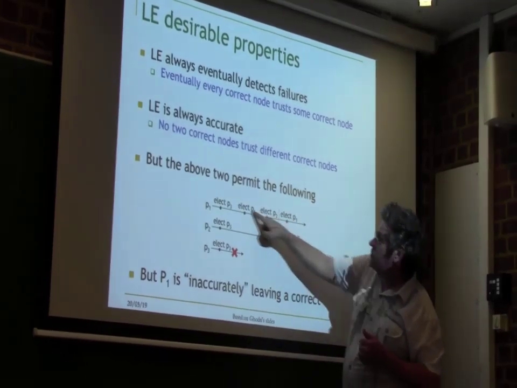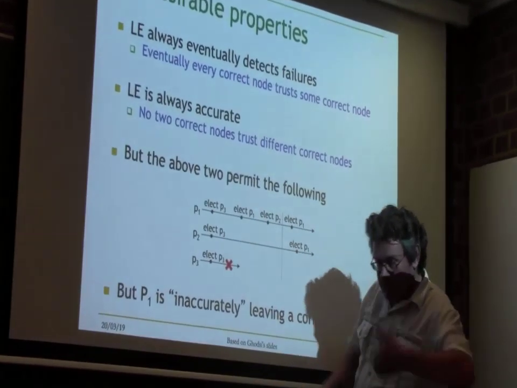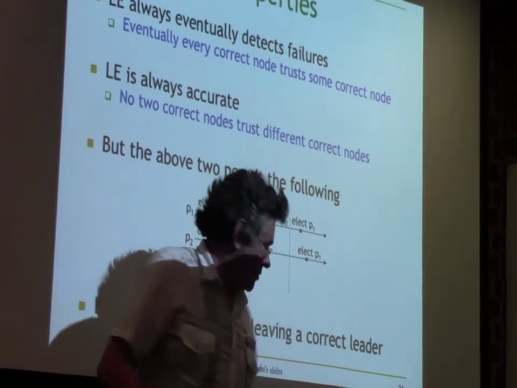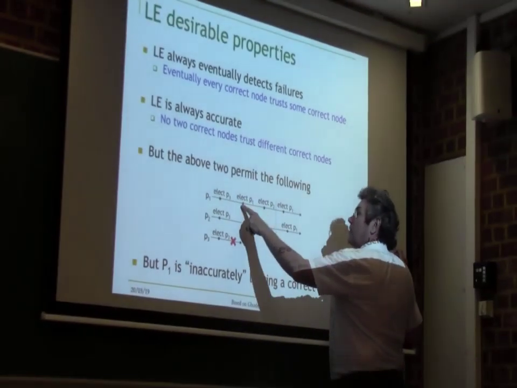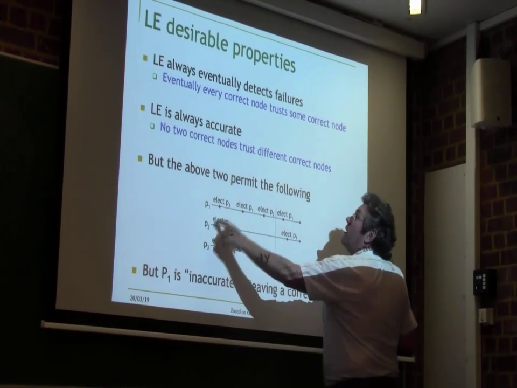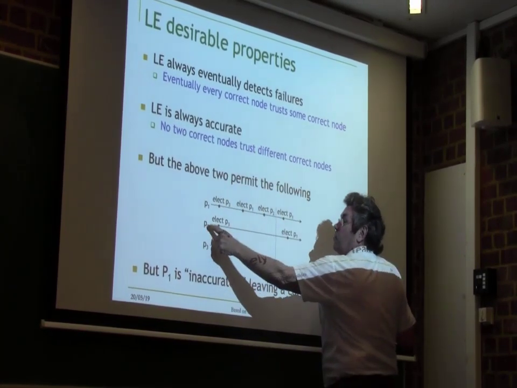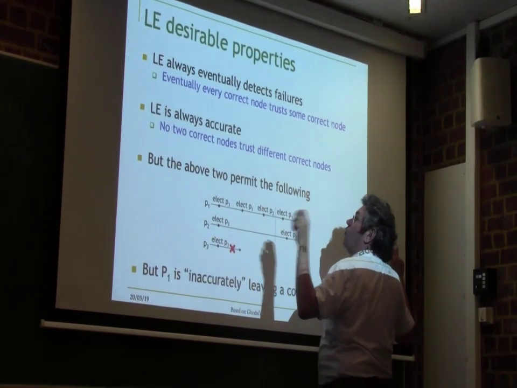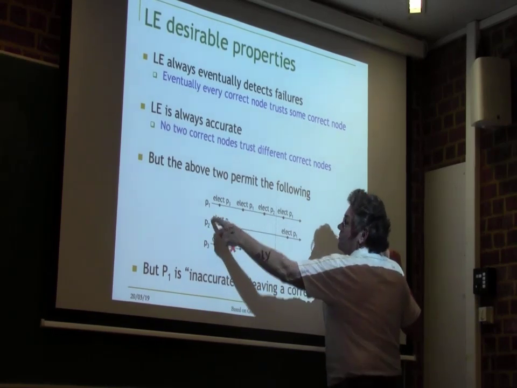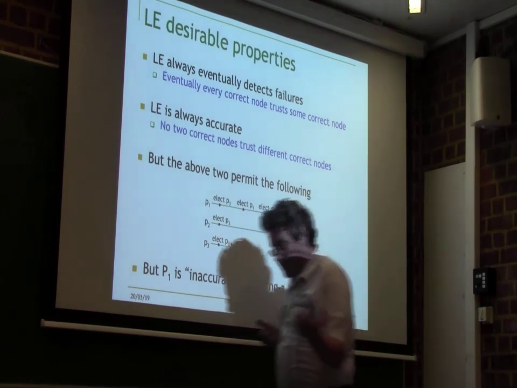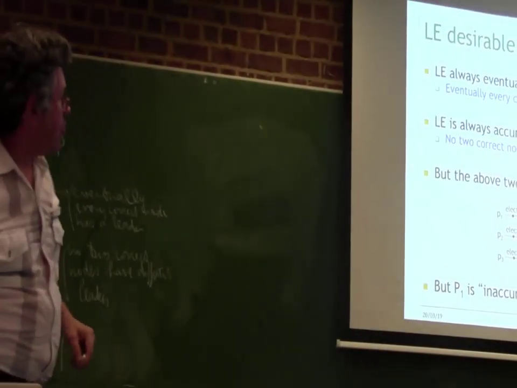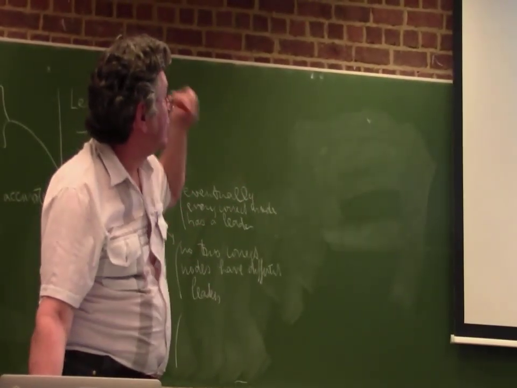But this is not so nice, okay? Nodes that are changing. I mean, it's correct, right? In some sense, it's still correct because P2 is not trusting a different correct node. It's trusting P3 which is crashed. So the specification is maybe not quite good enough, okay?